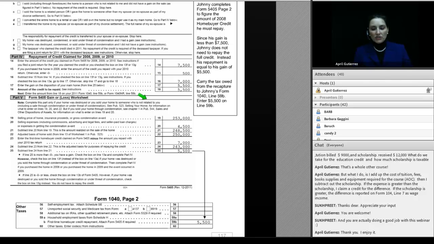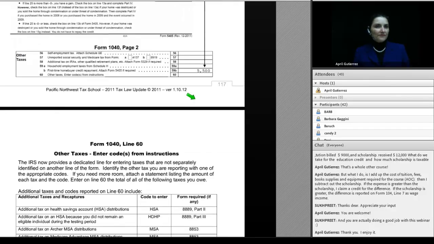What was the credit you claimed? How much did you repay? Figure your net gain on the home, and then carry that net gain down here and whack it on the line.